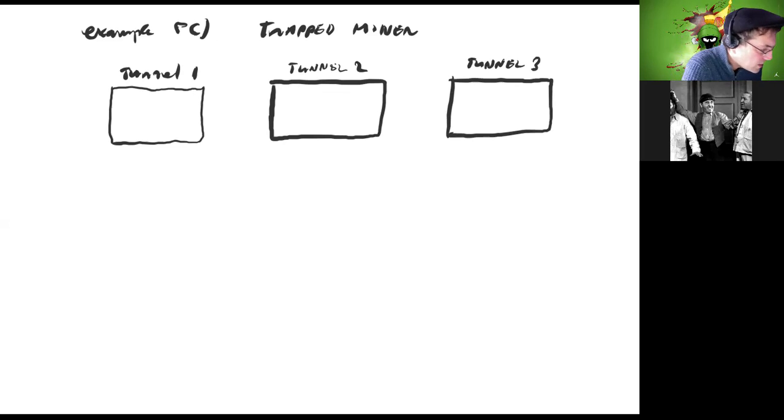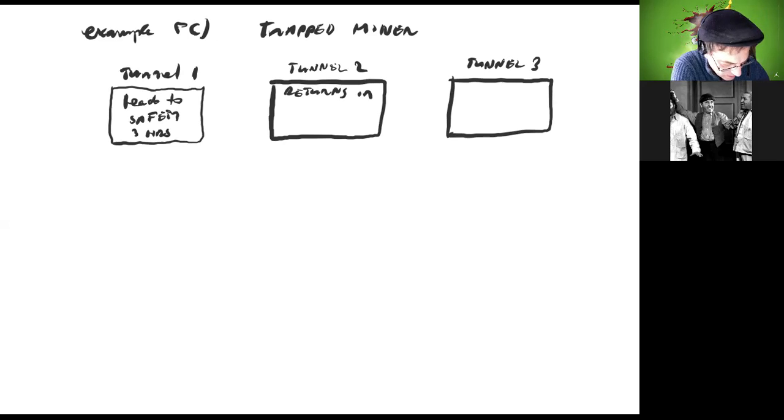The miner doesn't know which tunnel is which. Tunnel 1 leads you out, leads to safety, and it takes 3 hours. Tunnel 2 returns back to where you are in 5 hours. So this is not a good tunnel. Tunnel 3 is not a good tunnel either. It's even worse. You return in 7 hours.